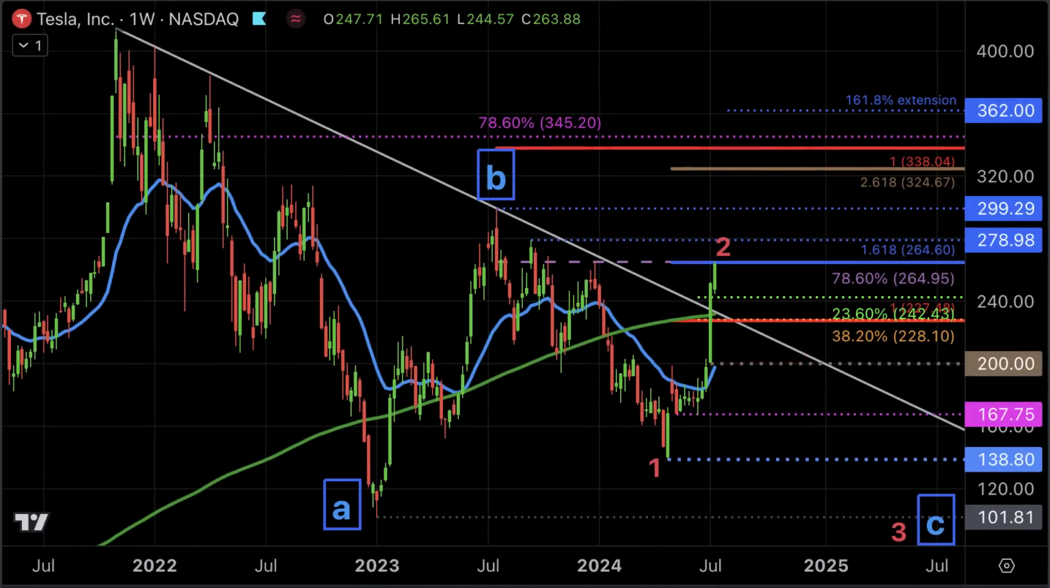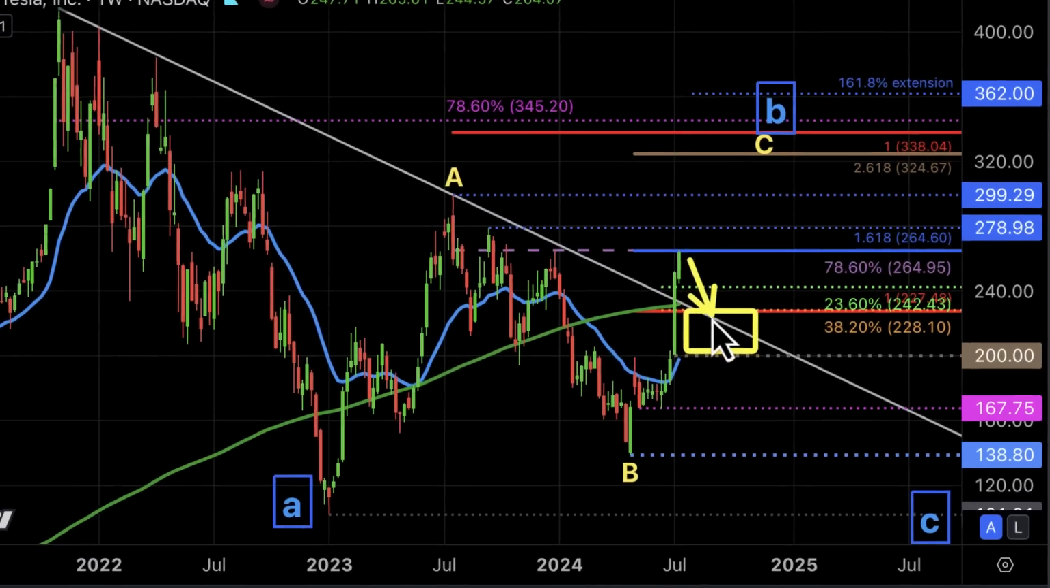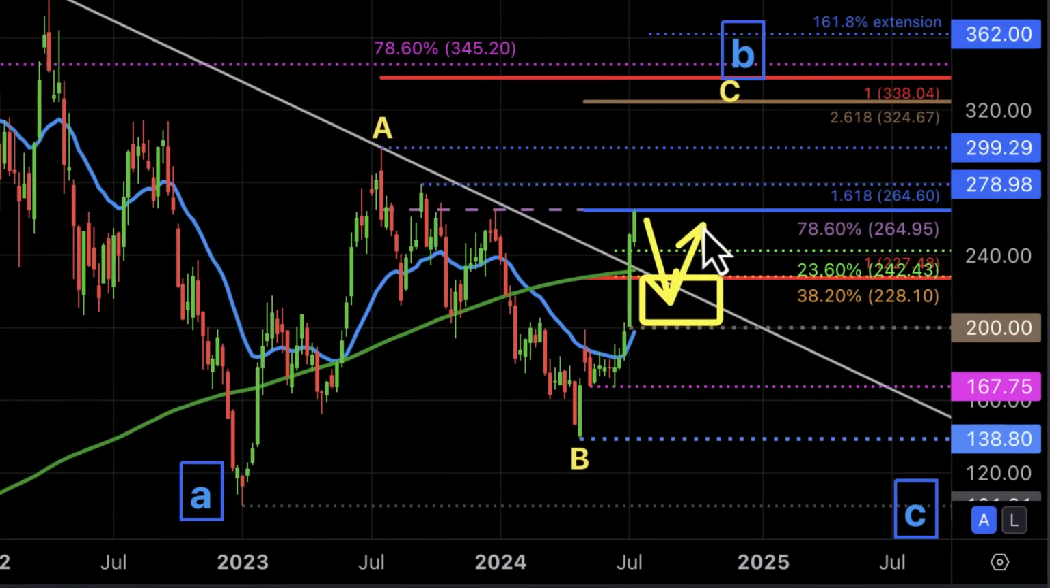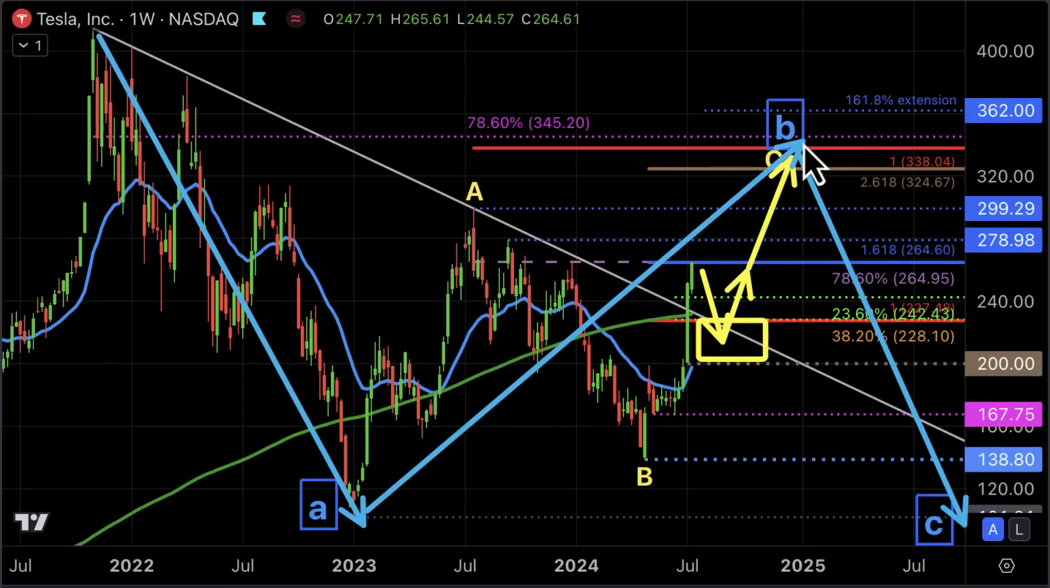On the other hand, if the next pullback is corrective, 3-wave drop or overlapping, as long as it holds the support region of 228 and 200, then if it holds the support and then bounces impulsively, that means we could continue the rally towards 324, 338, and 345 to complete the B wave. And when the B wave completes, then start a major decline, a major C wave decline in sometime next year or the end of this year to much lower levels. Okay, in other words, A, B, C.